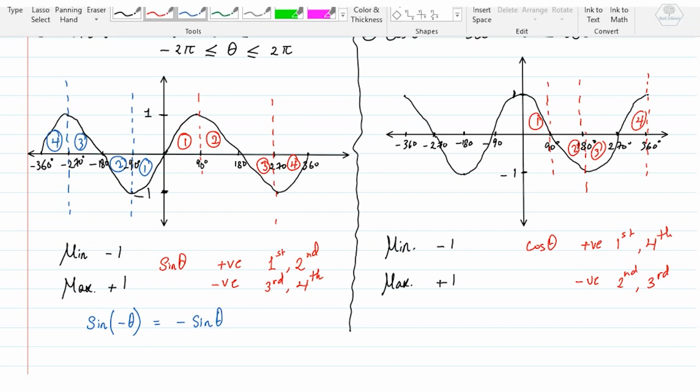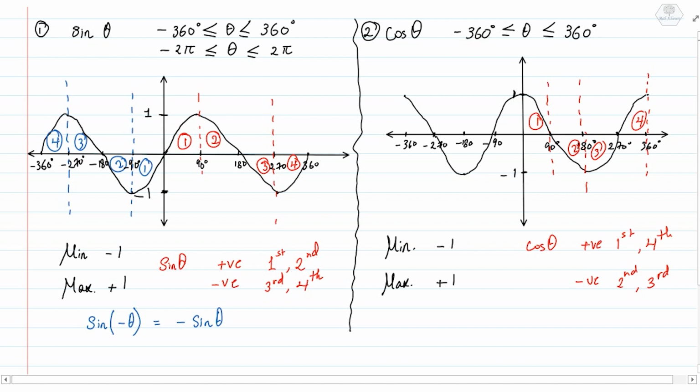Let's check for negative theta. If you can see, for negative theta, there is no change for the cosine. So, still positive in the first quadrant and the fourth quadrant, and it's negative in the second and third. So by this we can conclude that cosine negative theta is the same as cosine theta.